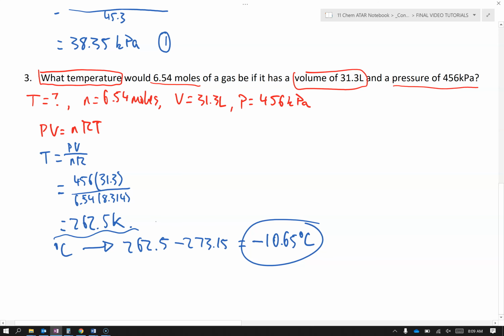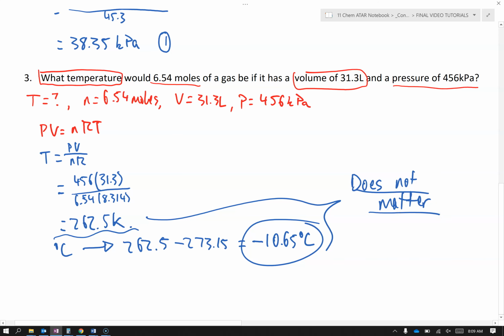Now, how would you decide which answer to give, whether it's Kelvin or Celsius? Here's the big idea. It really does not matter. You can choose either one every time. I would usually go with Kelvin because it's less work, but there might be a time where a question specifically asks you for degrees Celsius, in which case there's an extra mark allocated. In this circumstance, it would be better to go with this because it's a nice whole number. It's not negative, but either way, it doesn't matter.